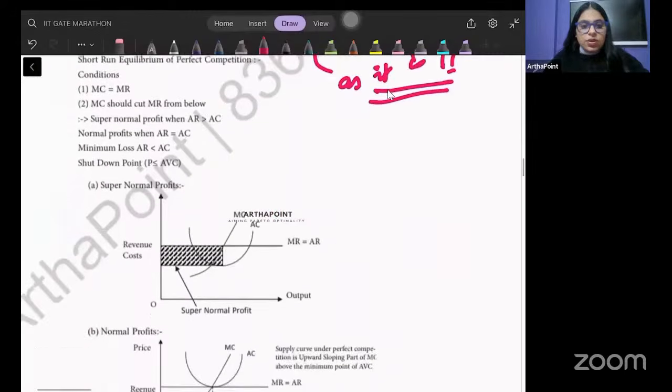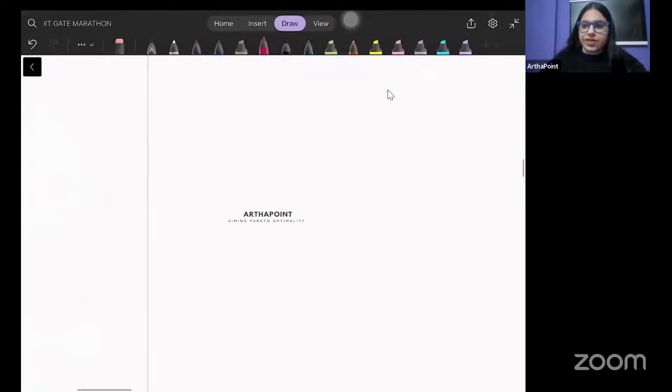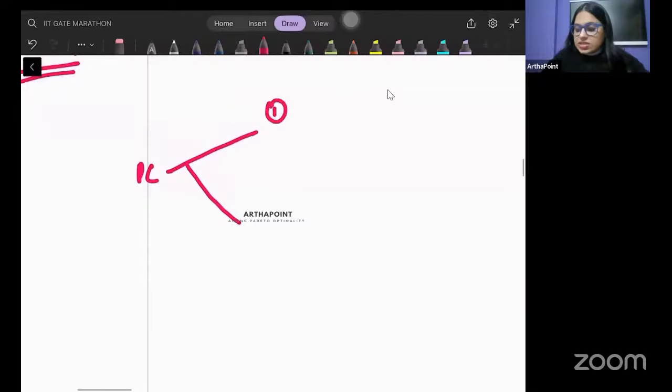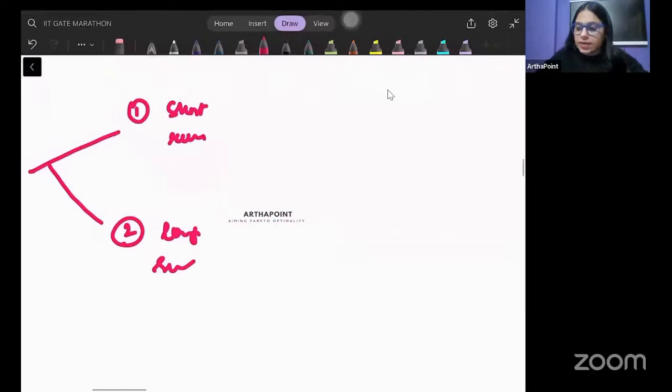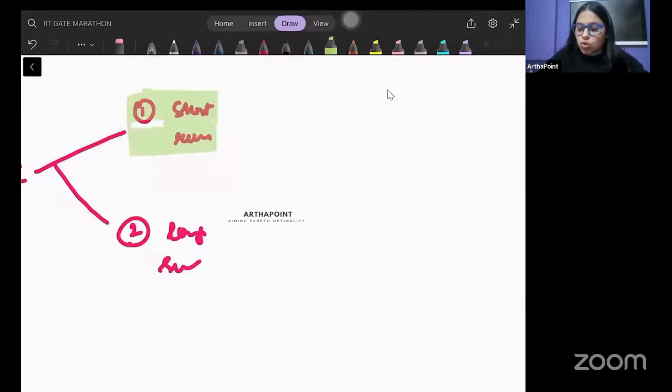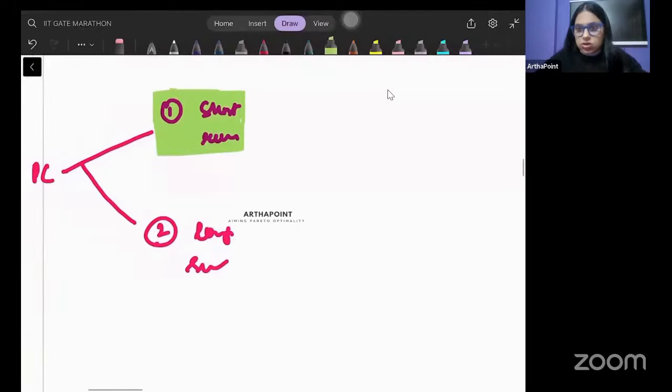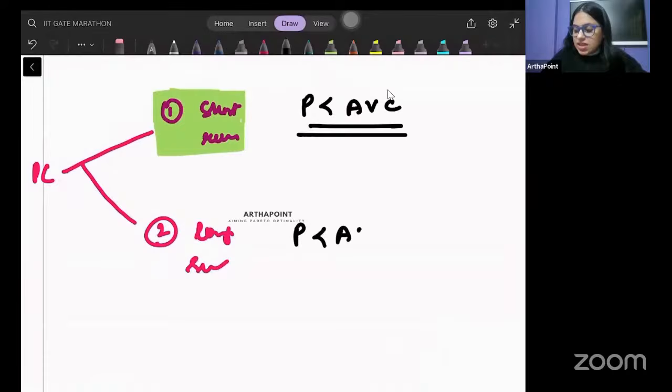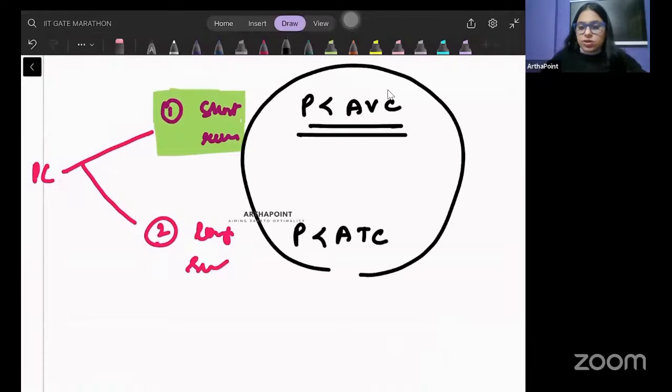Now, when it comes to perfect competition, you should know how to find out its shutdown condition in short run and long run. In short run, the aim of perfect competition is only to cover its variable cost. So I will shut down if my price is less than average variable cost. But in long run, my aim is to cover total cost. So I will shut down if my price is less than ATC. This is my shutdown condition.